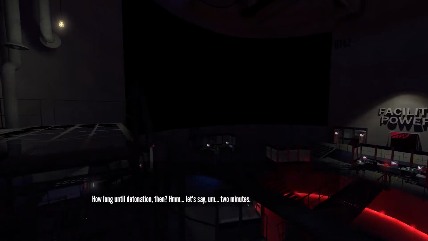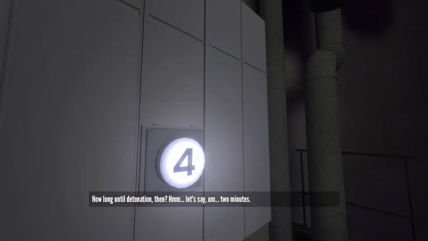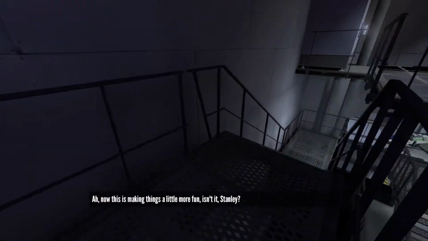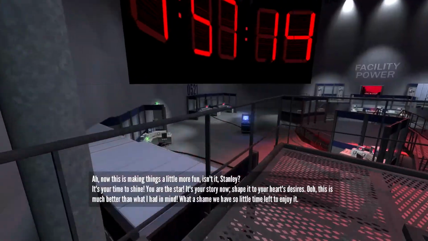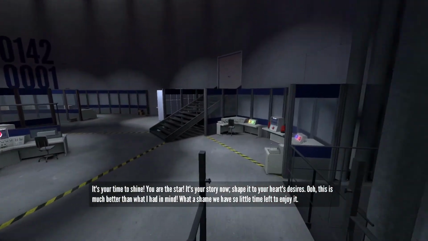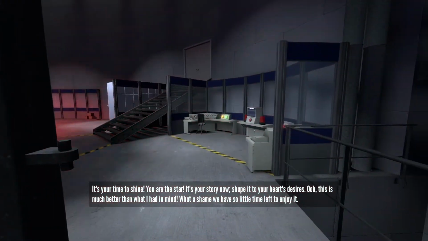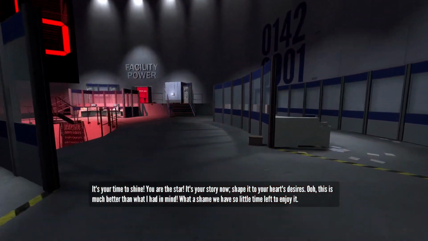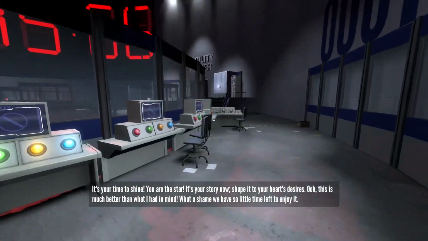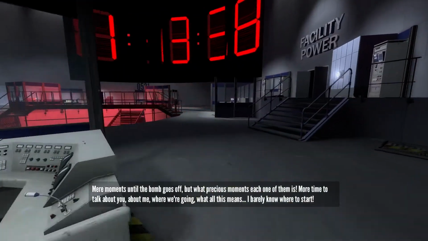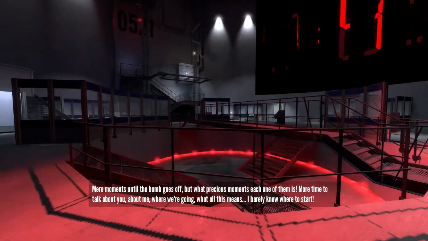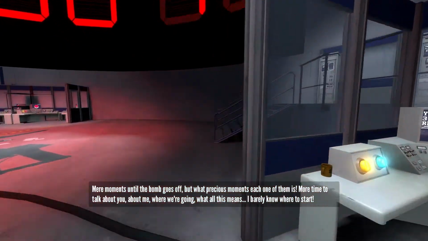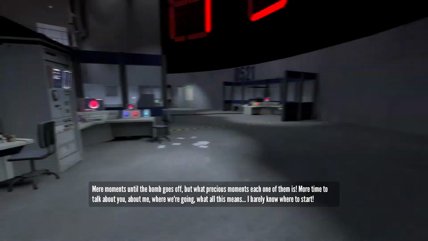How long until detonation then? Let's say 2 minutes. Ah, now this is making things a little more fun, isn't it, Stanley? It's actually your time to shine. You are the star. It's your story now. Shape it to your heart's desires. Oh, this is much better than what I had in mind. What a shame we have so little time left to enjoy it. Mere moments until the bomb goes off. But what precious time it is. More time to talk about you, about me, where we're going, what all this means.